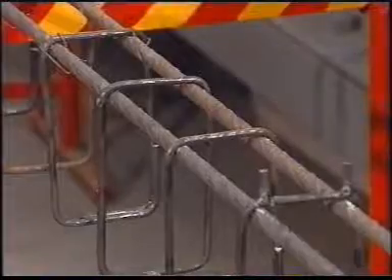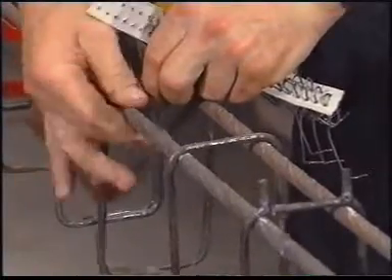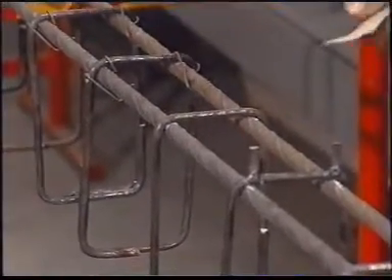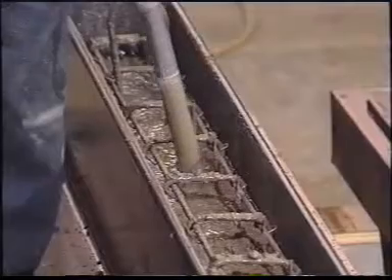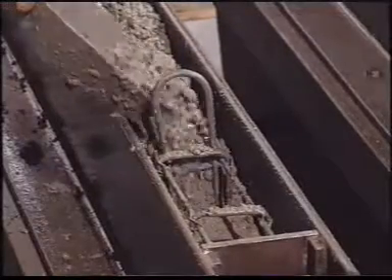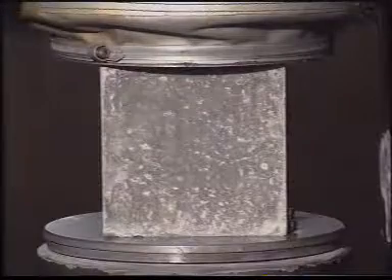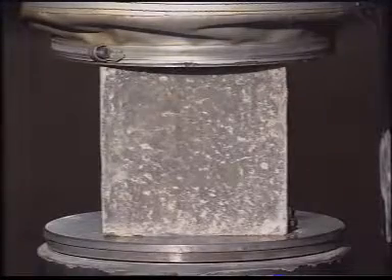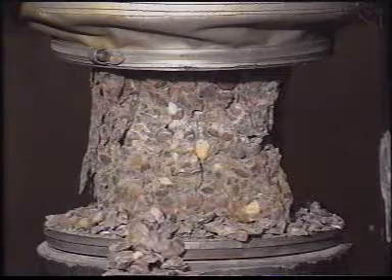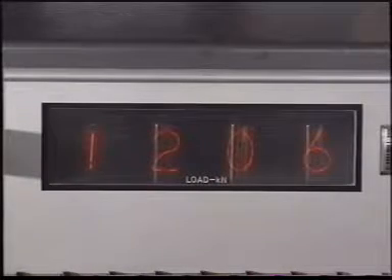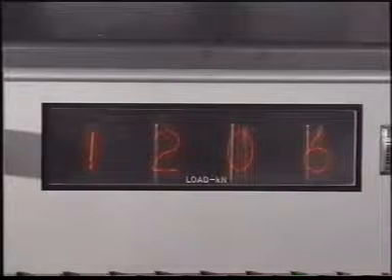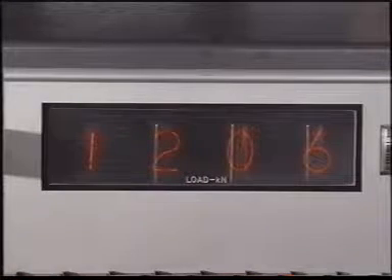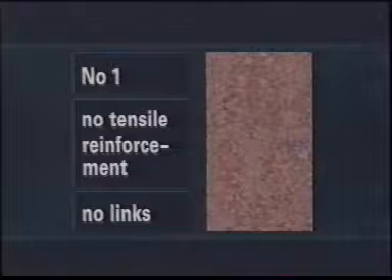The reinforcement is formed into a cage. The strength of the cubes is about 50 newtons per square millimetre, and this figure is used to calculate the expected failure load of the beams.